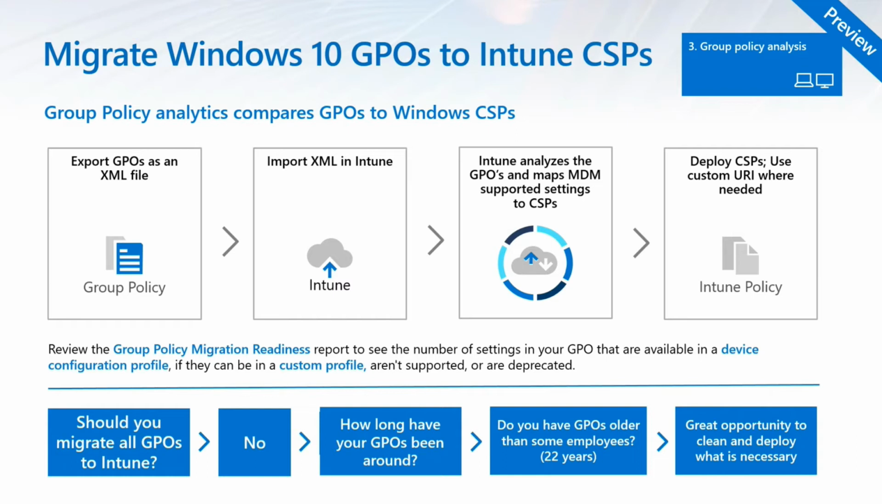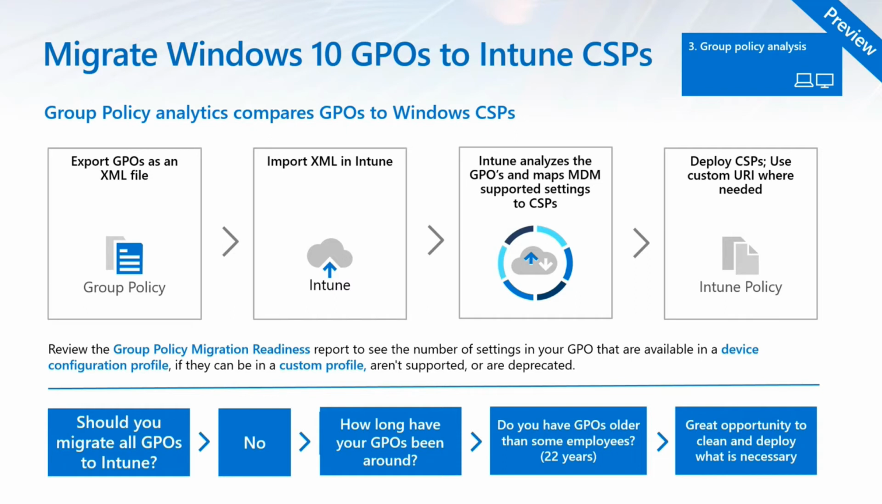So the way that it works is, as you can see on the slide, you can actually go to your client or server, wherever you've got the group policy management console that you're probably familiar with, and you can export the group policies that you have targeted to a specific OU or whatever policies you have built in your environment. Then there's a tool that we have in Intune called Group Policy Analytics. And the Group Policy Analytics tool will allow you to import that XML, and then it's going to do the analysis for you.